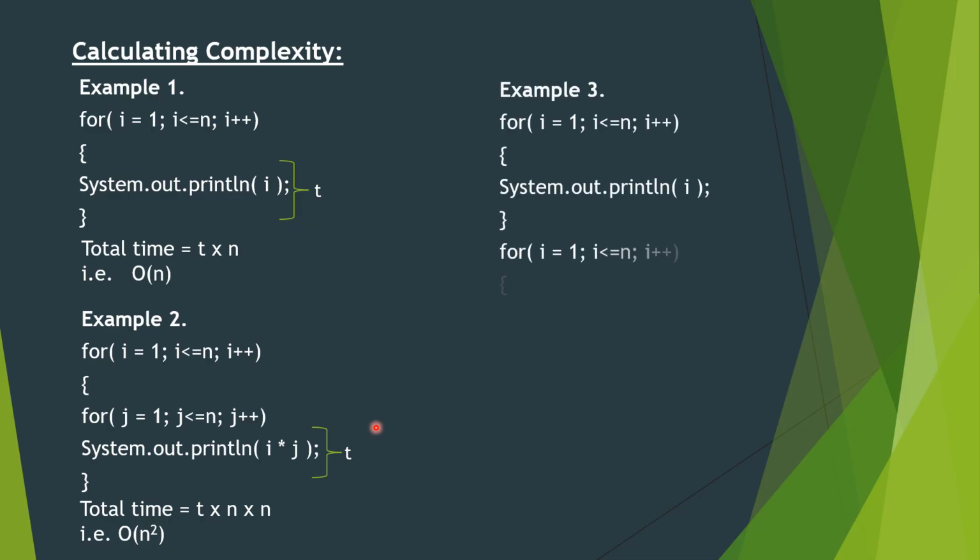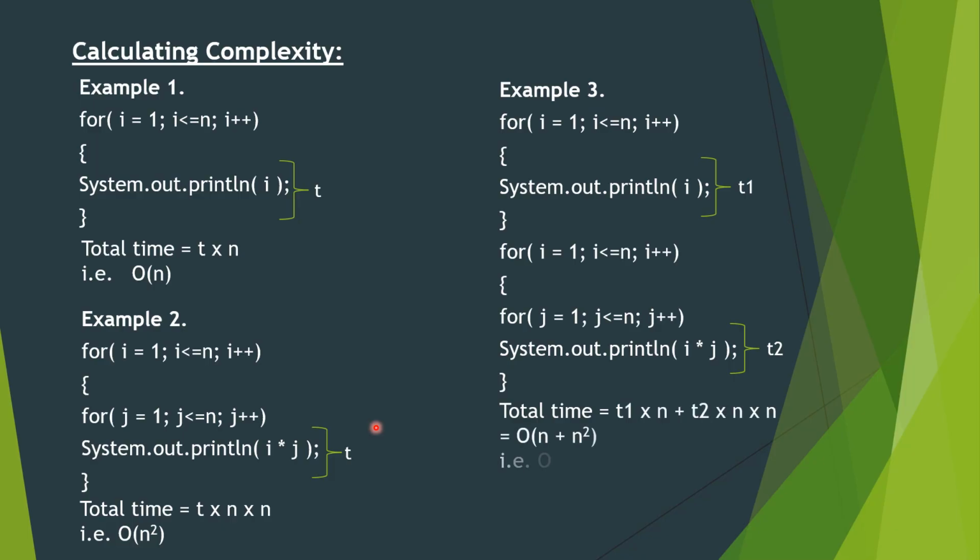Another example: the first loop is running n times, and after closing the first loop we have another nested loop, with the inner loop running n times and the outer loop running n times. So how to calculate this? Suppose the body of the first loop takes t1 time to execute and the body of the second loop takes t2 time to execute. The total time will be n into t1 plus t2 into n into n. Because t1 and t2 are time constants, we can ignore them, and then the order is n plus n square. Now you can see the dominant terms here are n and n square. Definitely n square will have more impact on the algorithm's performance, so the dominant term is n square. So the order of complexity is order of n square.